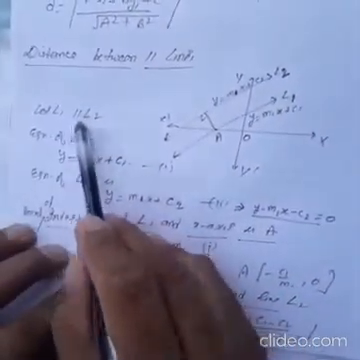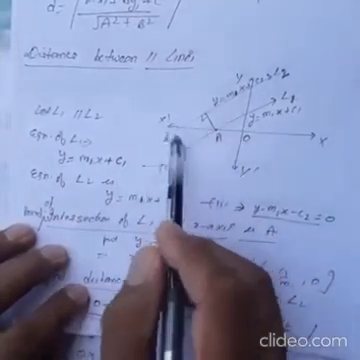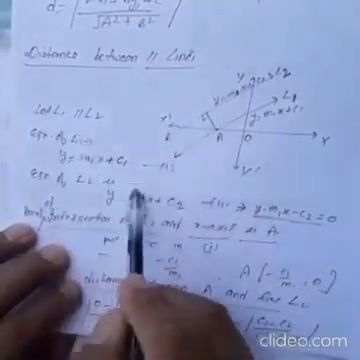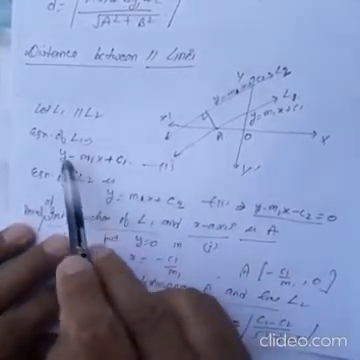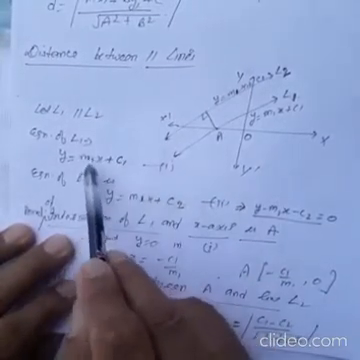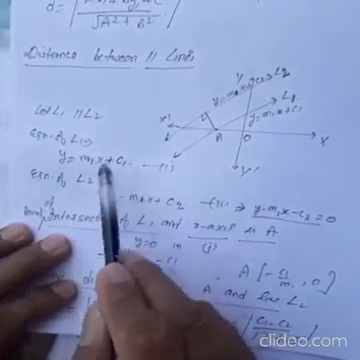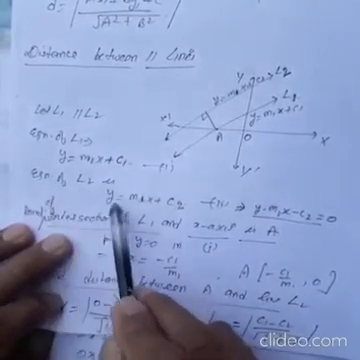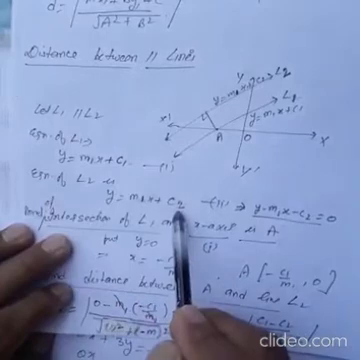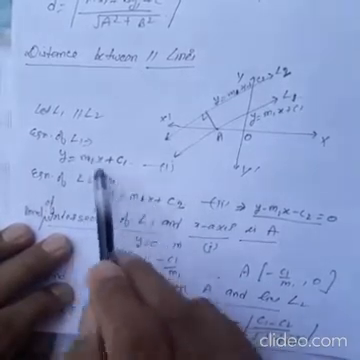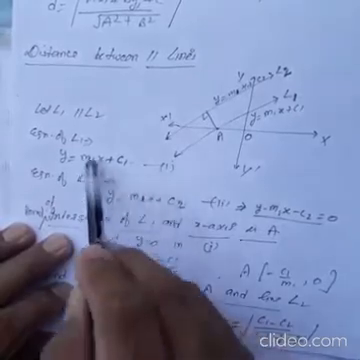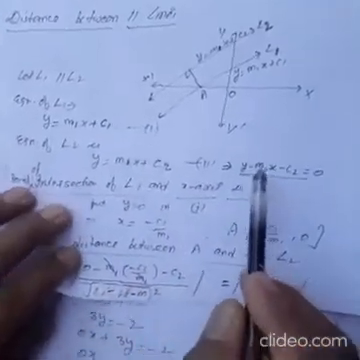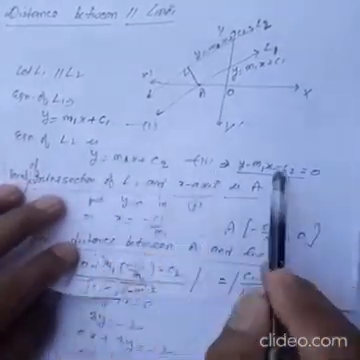So L1 is parallel to L2. We have done this result: if two lines are parallel, then their slopes will be equal. So let the equation of the first line L1 be y = m1x + c1. Equation of line L2, y = m1x + c2. We have to consider the equal slopes. So y = m1x + c1 and y = m1x + c2, these are two lines. Now you shift all these terms to the left hand side.